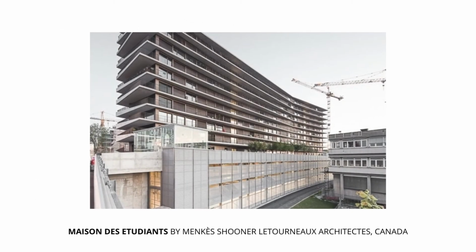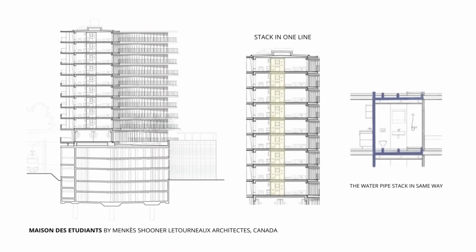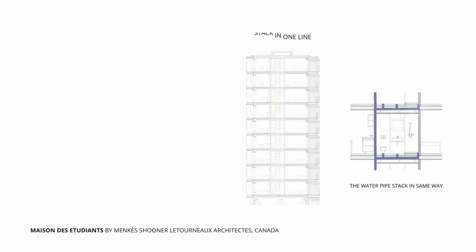One of the case studies that we could look at is the Maisons des Etudiants in Canada. In Maisons des Etudiants, the plumbing and drainage system is properly arranged together in one area, since the toilets are stacked straight up in one line, which helps decrease the excessive pipe distance between the toilets on each floor level.